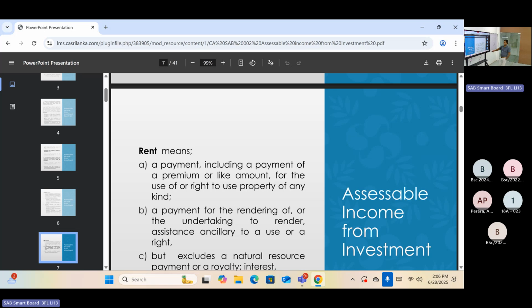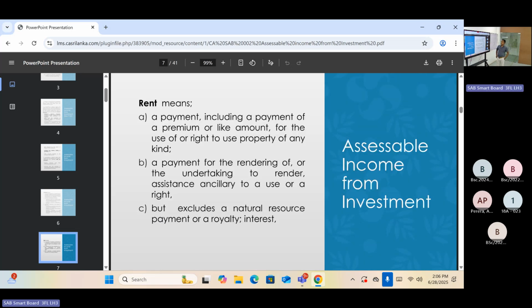What is meant by rent? A payment, including a payment of a premium or similar amount, for the use of or right to use property.